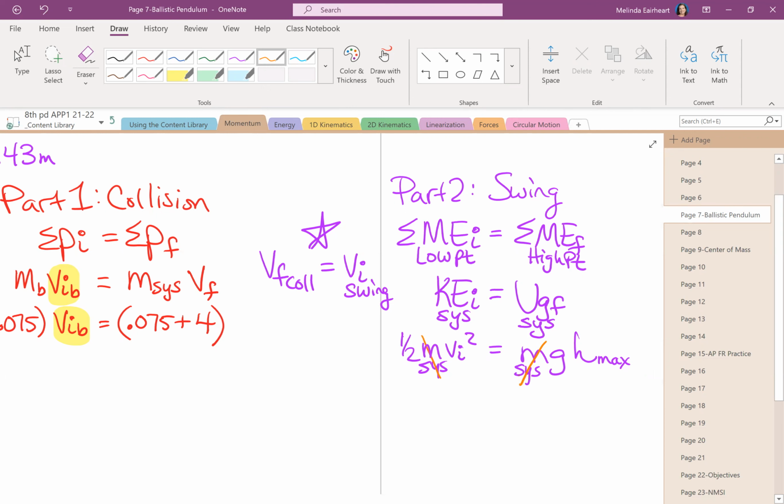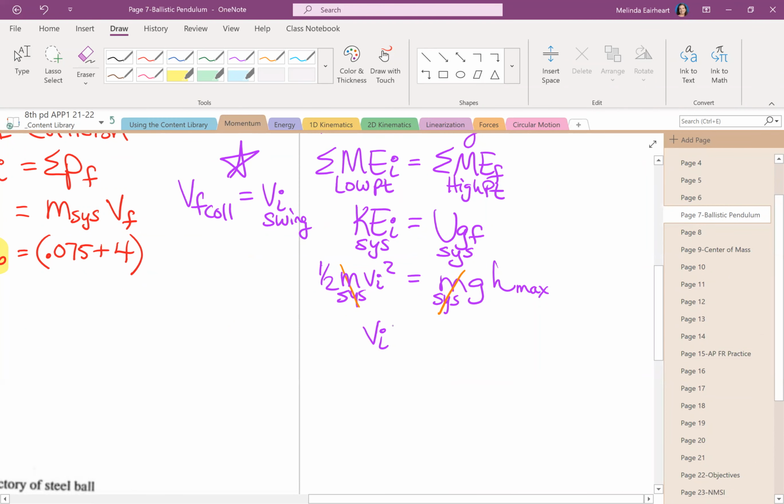And so we measured the max height. We're trying to solve for that velocity. So we got a square root of 2gh, right? So we plug in 2 times 10. And the max height that we measured was 0.43. So grab a calculator.